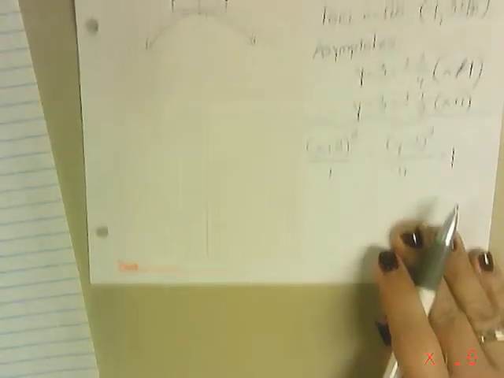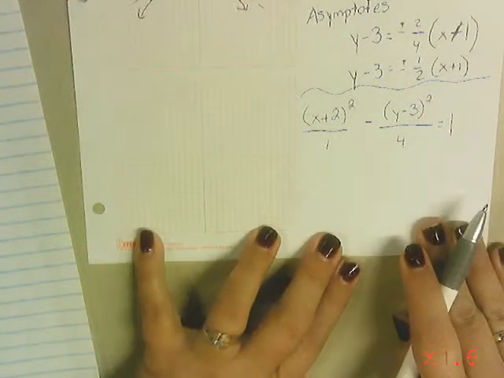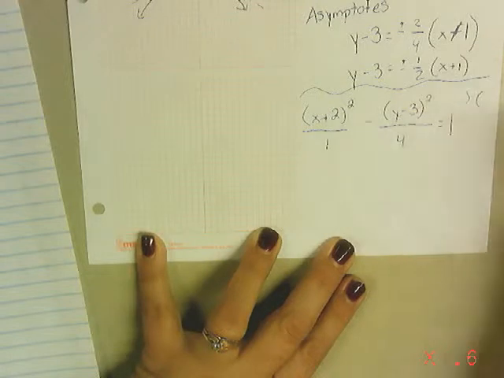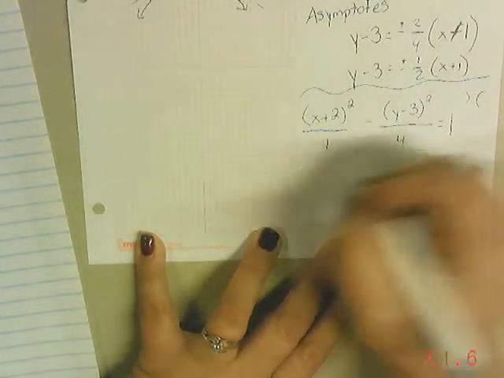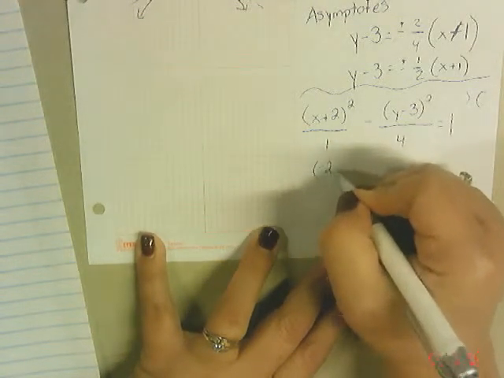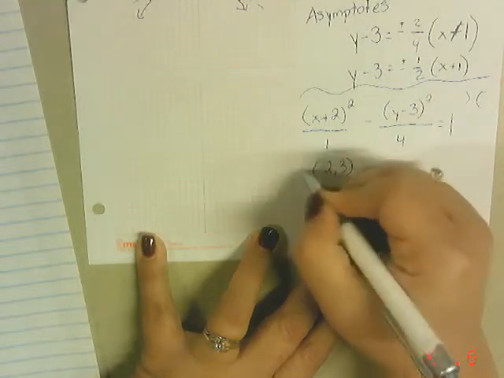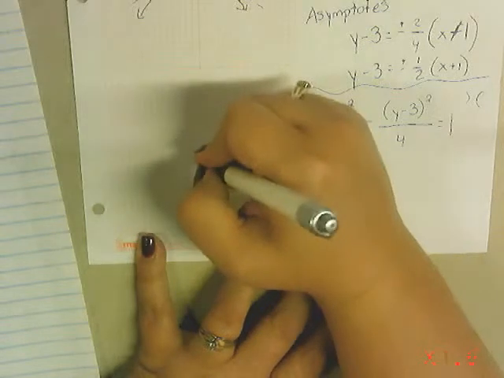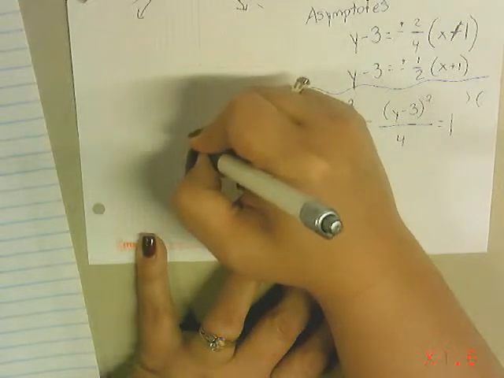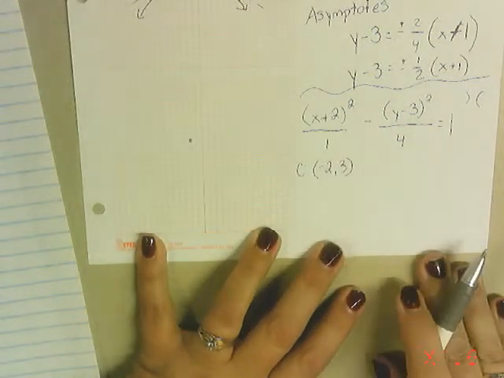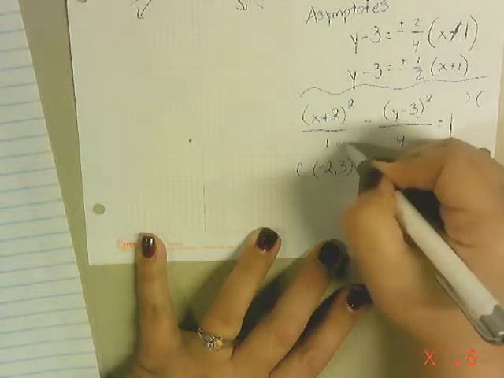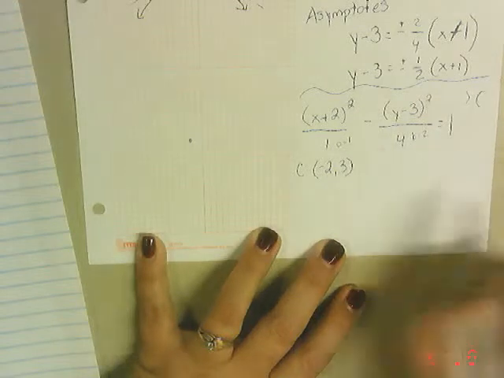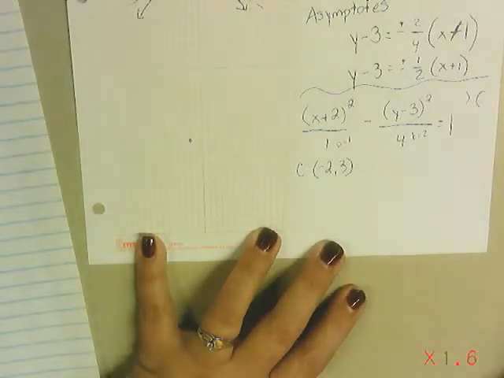So first important thing to notice is that this is going to be an x hyperbola, which means our picture should go side to side. Our center is negative 2, positive 3. You guys should be pretty good at that by now. So back 2, up 3. There's our center. Our a value is 1, because the square root of 1 is 1. Our b value is 2, because the square root of 4 is 2.